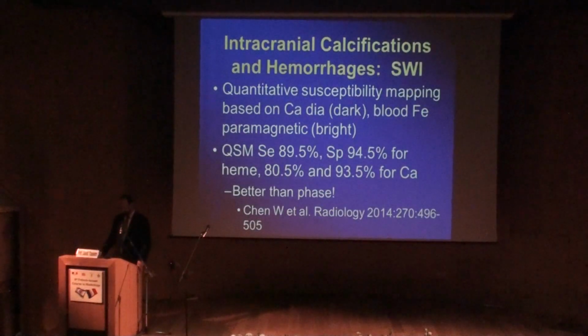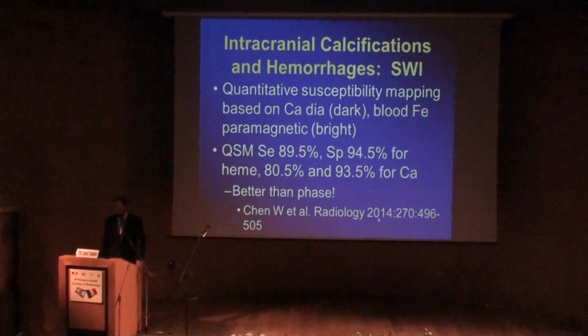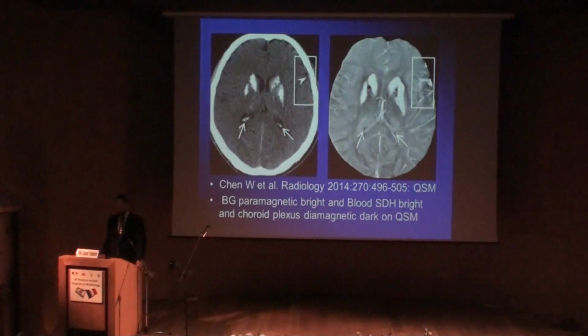But people have taken this one step further, and again, this is a publication from 2014, demonstrating that quantitative susceptibility mapping is particularly useful both in sensitivity as well as specificity for distinguishing between hemorrhage and calcification. And this QSM, quantitative susceptibility mapping, is the next phase of using your SWI pulse sequence. It does require post-processing, and this is from Chen's work.